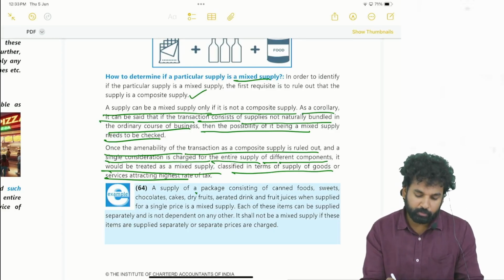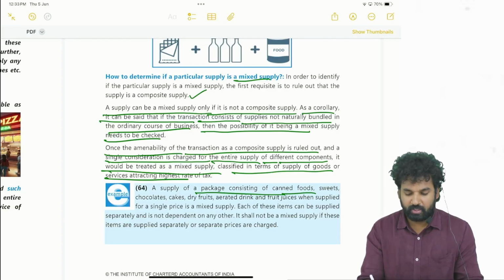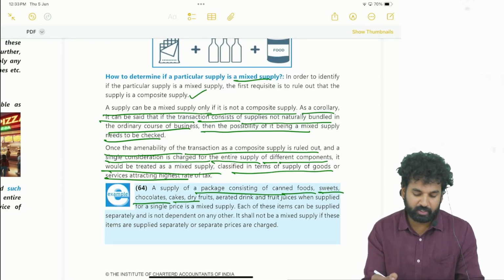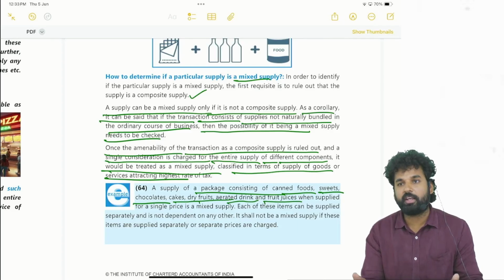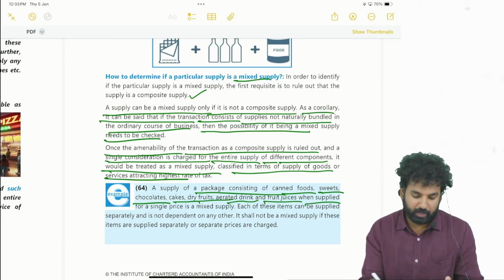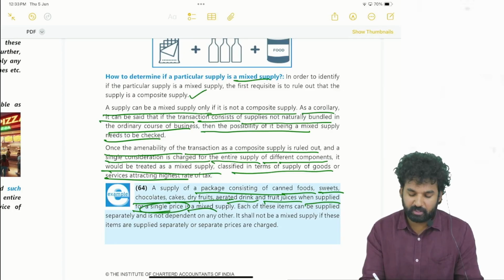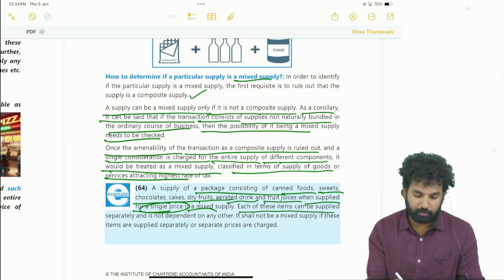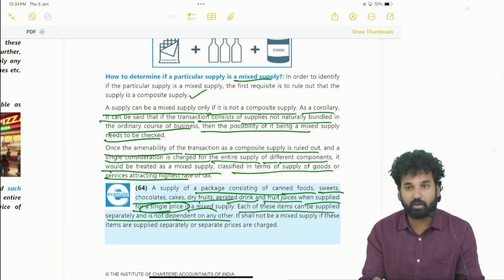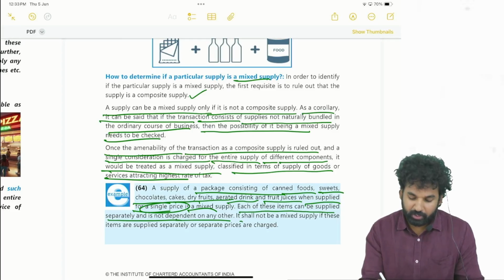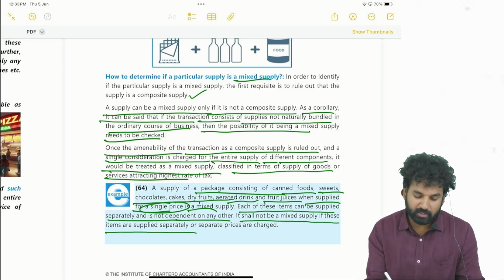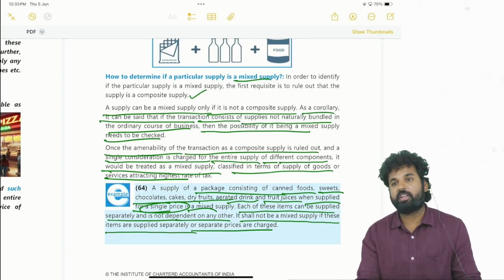A supply of a package consisting of canned foods, sweets, chocolates, cakes, dry fruits, aerated drinks and fruit juices. These are not naturally combined as a package, they made it as a package. So when supplied for a single price, and the price is not quoted separately for each and every item, it is a mixed supply. Each of these items can be supplied separately and is not dependent on any other. It shall not be a mixed supply if these items are supplied separately or separate prices are charged.